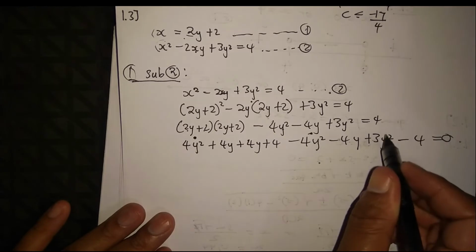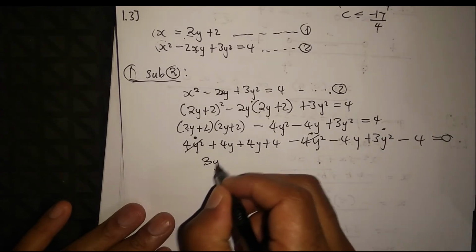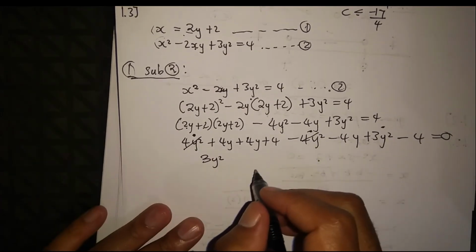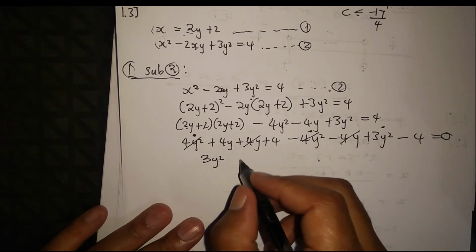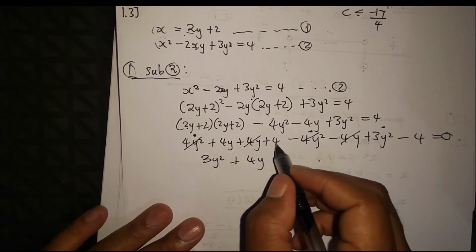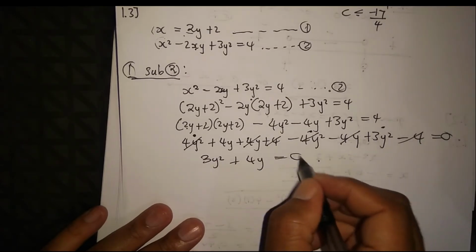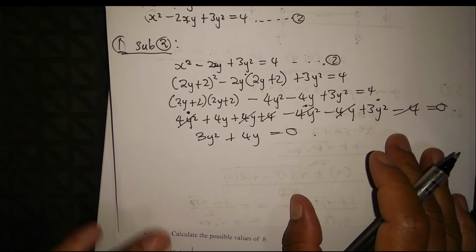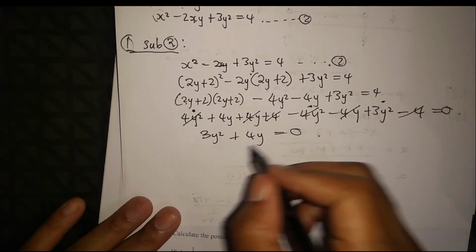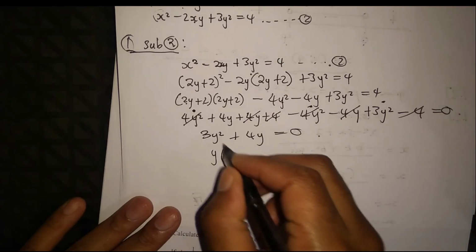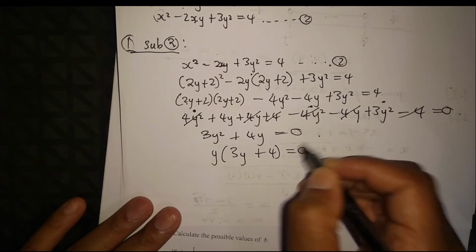These are like terms, but these ones cancel, leaving 3y squared. Then this 4y and this 4y cancel, leaving this 4y, so it's plus 4y here. Then what's left is this interesting 4; this 4 and this 4 cancel. We are left with 3y squared plus 4y equal to 0. So therefore solve for y as a common factor, leaving 3y plus 4 equal to 0.